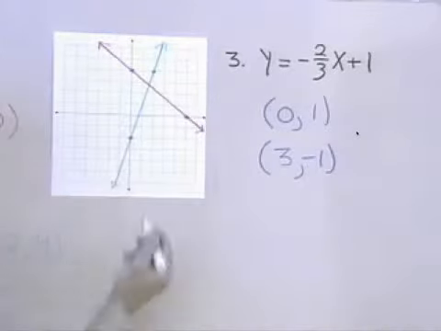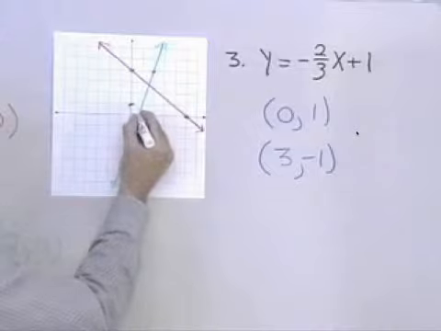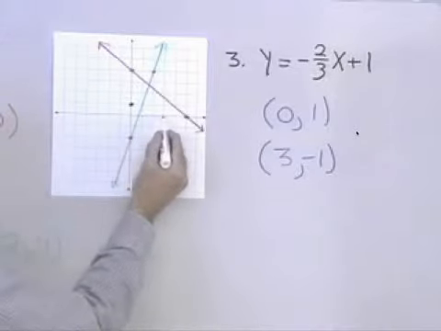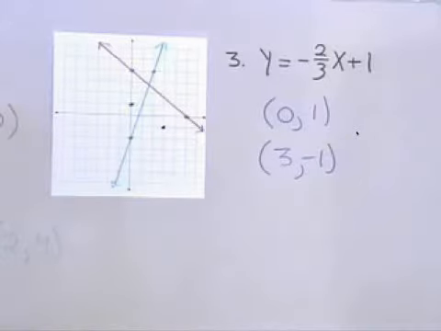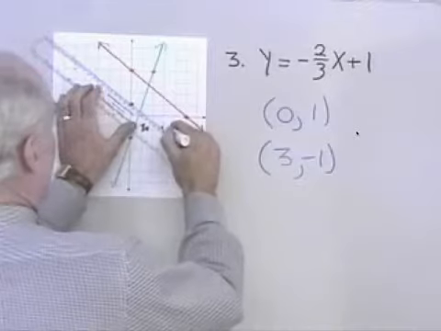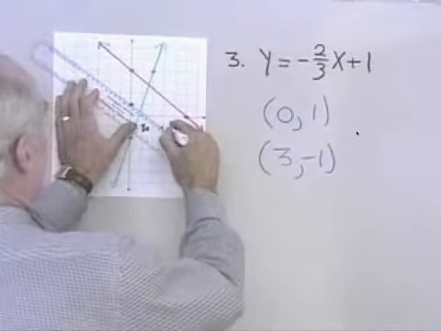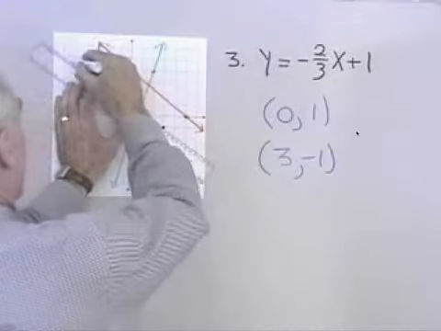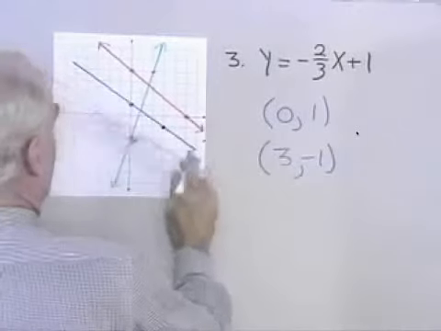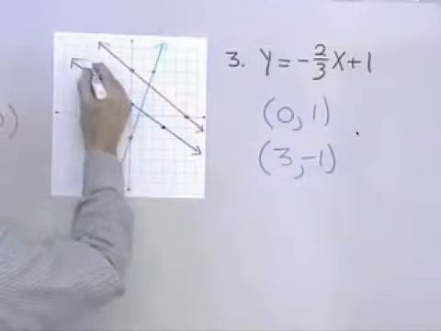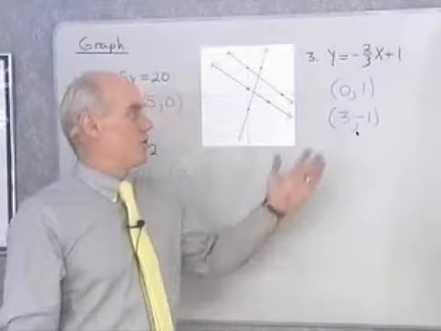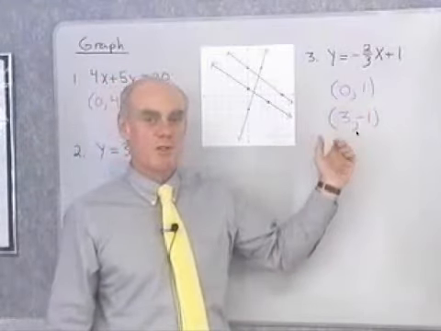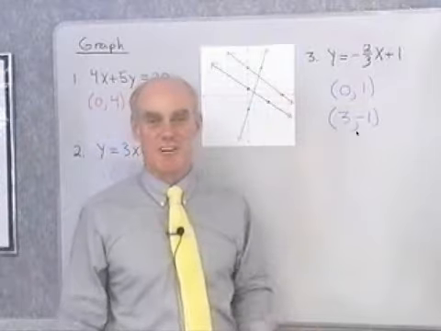Now let's see how we've done here. X is 0, y is 1. That's that point. X is 1, 2, 3. Y is negative 1. That will be that point right there. Now if I connect those 2 points with a straight line, I'll end up with the graph of this line, y is equal to negative 2/3 x plus 1. So to graph straight lines, we'll find 2 or 3 points on the line, plot those points, and then draw a line between them.